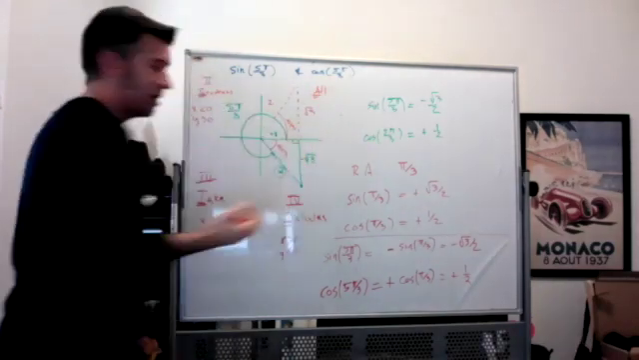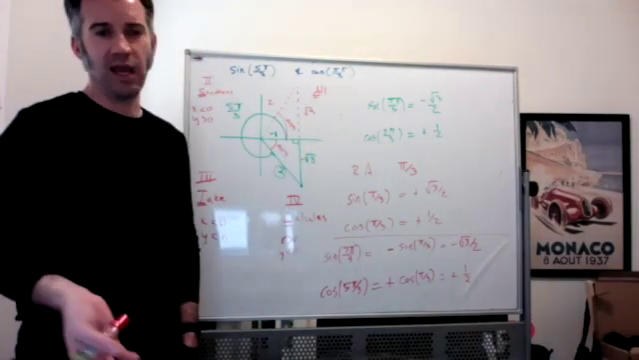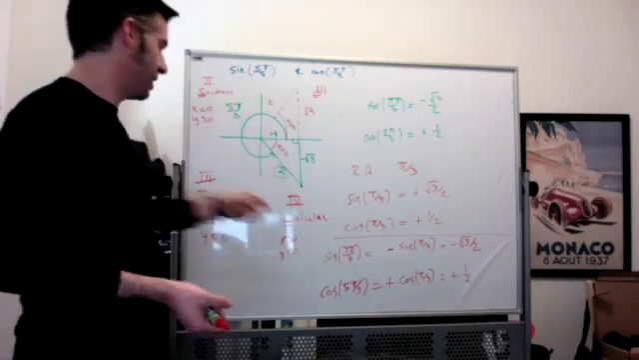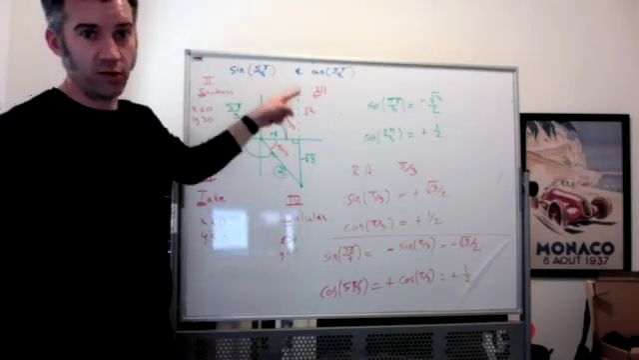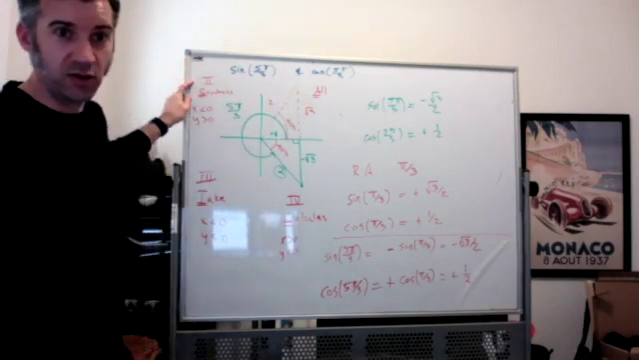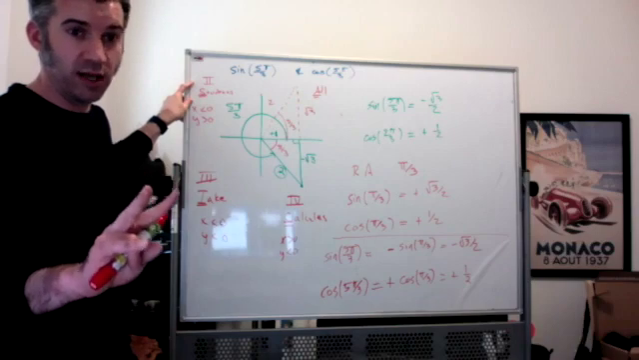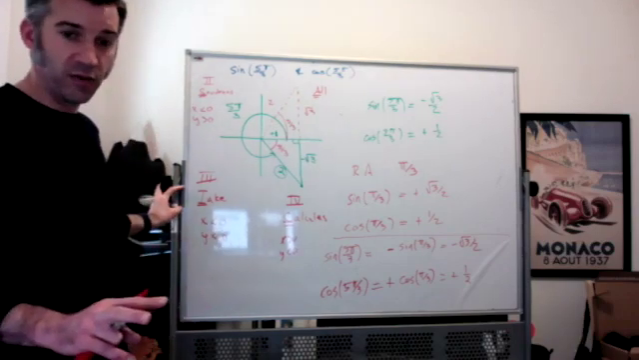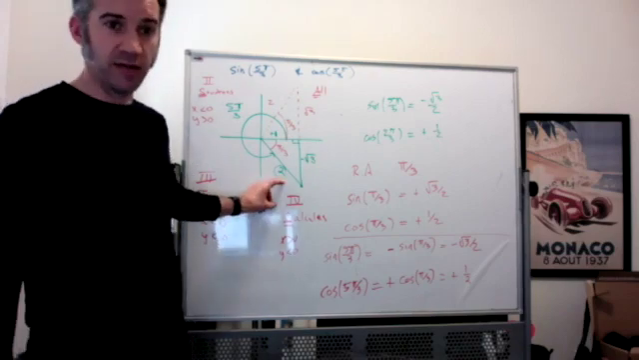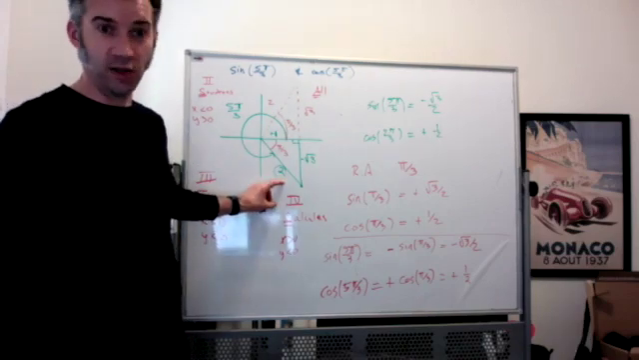And the way to remember it is using the mnemonic device: All students take calculus. All trig functions are positive in quadrant 1. Sine is positive in quadrant 2, and the other two, cosine and tangent, are negative. Tangent is positive in quadrant 3, the other two, sine and cosine, are negative. Cosine is positive in quadrant 4, the other two, sine and tangent, are negative.